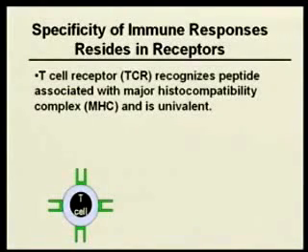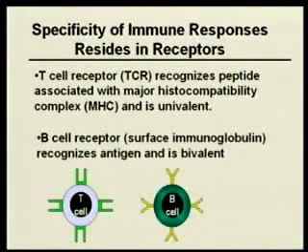If we look at the T cell receptor, the one thing that's unique about the receptor is that it recognizes the antigen in association with the MHC complex. And we'll discuss the MHC complex in the next lecture. Another important factor here is that the T cell receptor is univalent. That means it can recognize one epitope.